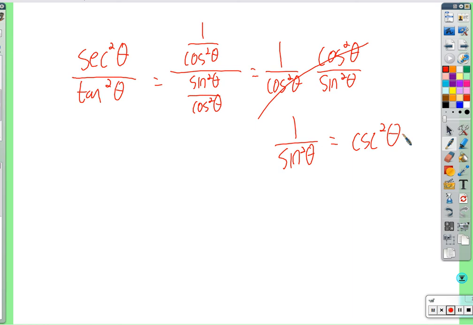Here's one idea. Change everything into sine and cosine, especially when there's multiplication and division involved. Okay, remember that multiplication and division. Because the idea is we're hoping that by multiplying these fractions together, we get some canceling. Right? Some canceling out.